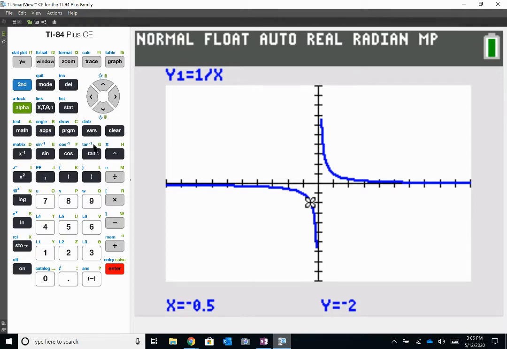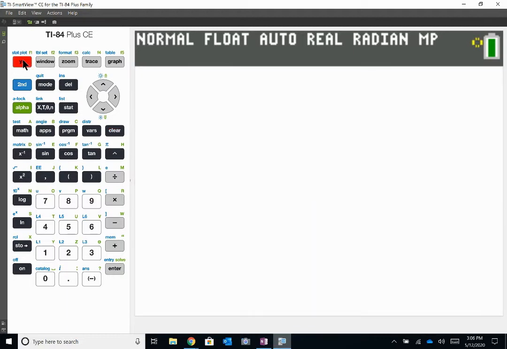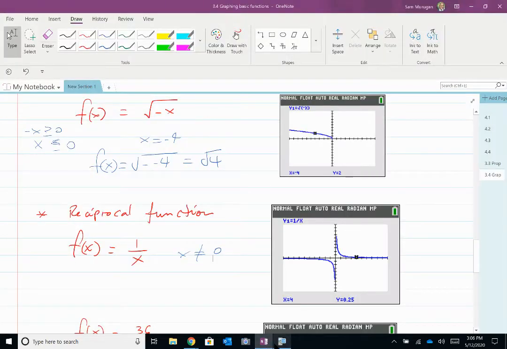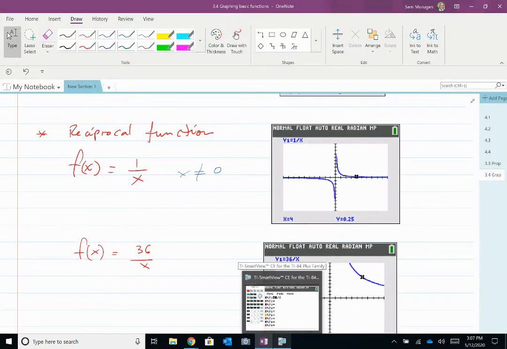Okay. I also want to discuss the case where I multiply this function by 36. If I go back here and create a function where f of x is equal to 36 times 1 over x, this becomes 36 over x.